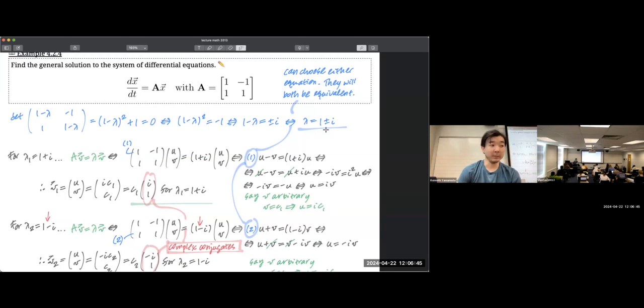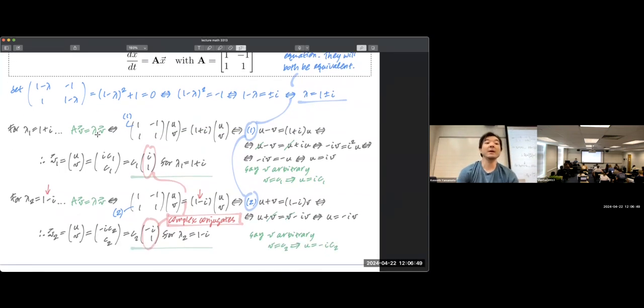But if you have complex, like 1 plus or minus i, the way you find the eigenvectors is still the same. You just plug in 1 plus i as one of the eigenvalues, and then you can use either the first or second equation. They're going to be equivalent. You're going to get a relationship between u and v that may have i still in it. So in this case, u is equal to iv. You can say v is some c1, a free variable, but u better be i c1 at that point.